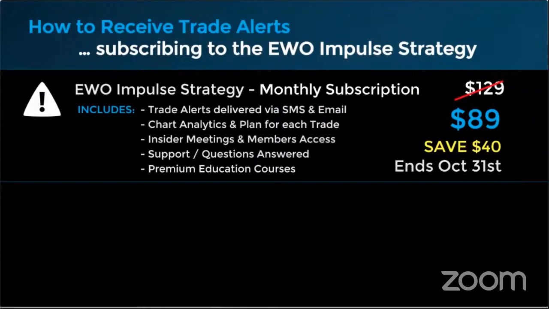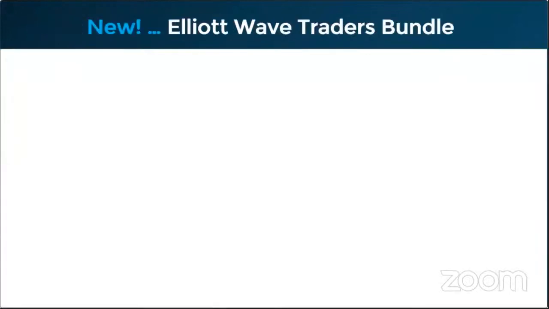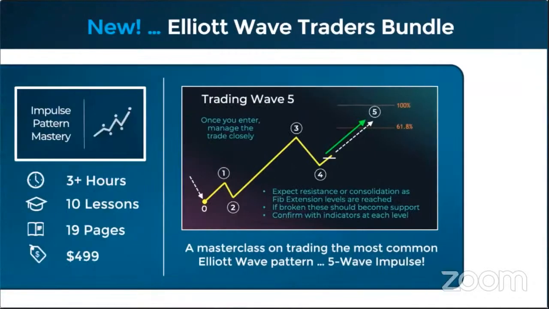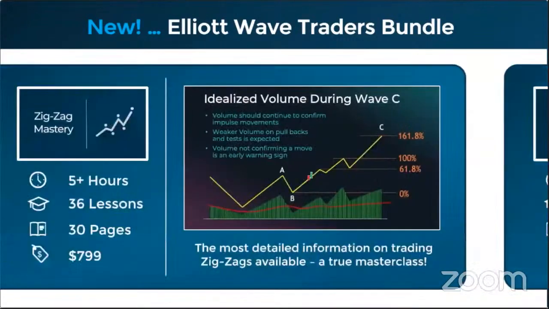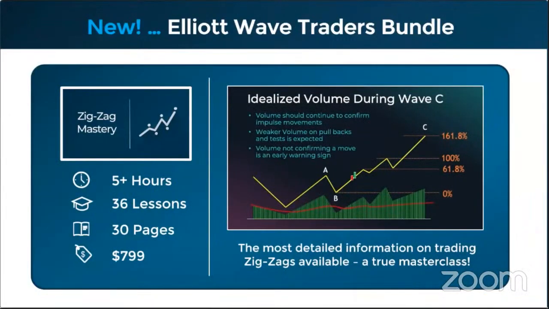As you can see there, included in that fee are our premium educational courses. But I'd like to highlight that we've just completed some new mastery level courses on the impulse pattern that we've been discussing in this presentation. Our impulse pattern mastery class, over 3 hours, 10 lessons, a 19-page manual, which is going to give you a deep dive into trading the Elliott Wave impulse pattern. Our zigzag mastery class, it's going to teach you how to trade waves within waves.